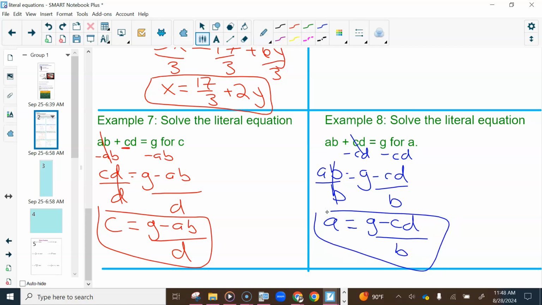How many of us got that? Okay, good. If you didn't get that, it's okay. We are practicing in the mix.